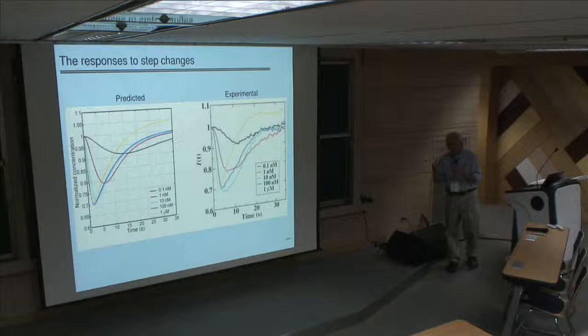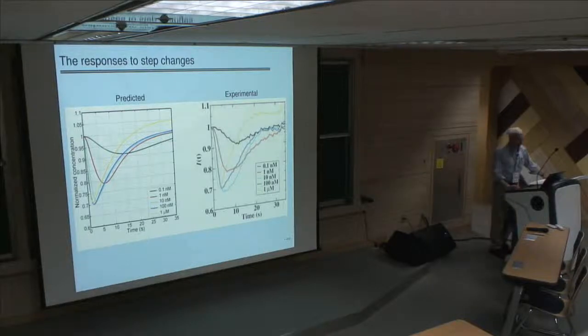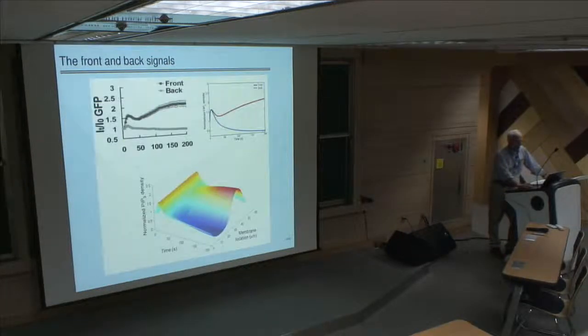But even within those bounds, if you have 30, 40, or more parameters, you have a huge space to explore. But in this case, it's relatively simple to qualitatively and even quantitatively, in terms of time and relative amplitudes, reproduce some of the observations of the responses of the system to step changes. Okay, so one can say something about the differences between the front and back signal.